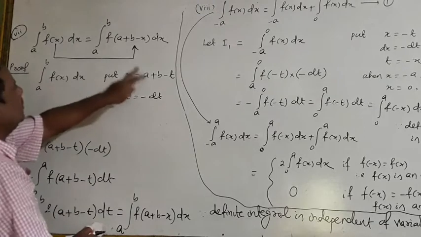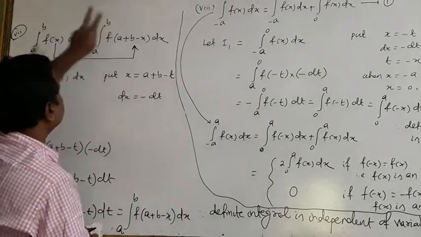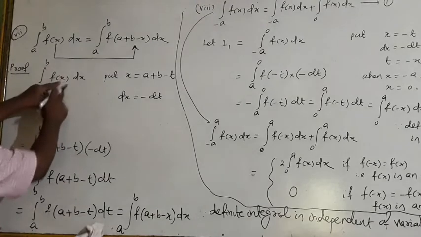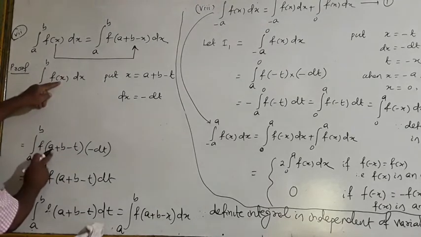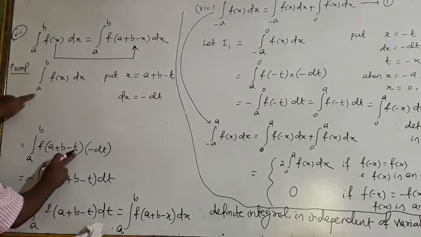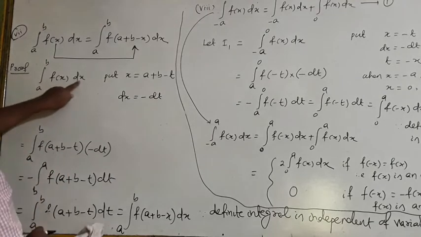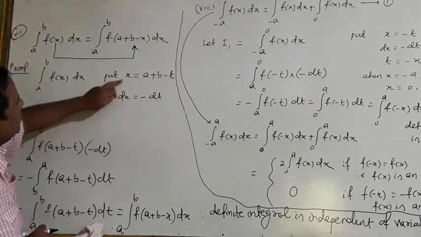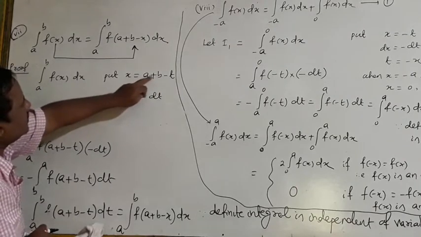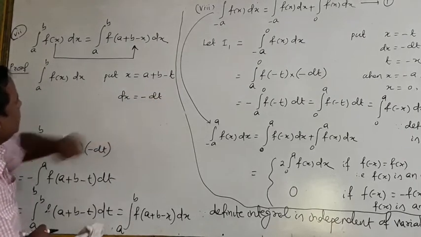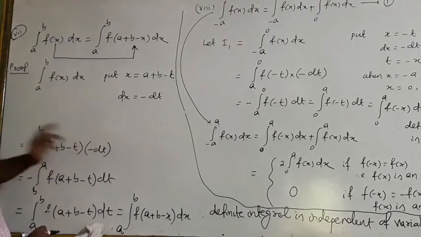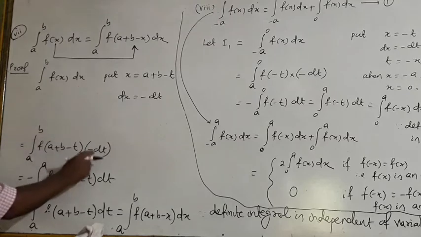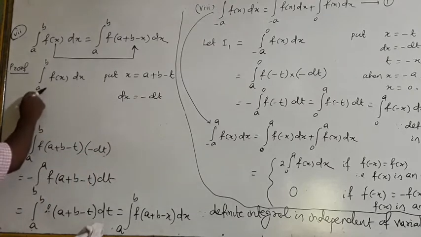Now put x is equal to a plus b minus t. Okay. Now what am I writing? In place of x, I am writing a plus b minus t. Now in place of dx, if x is this, and a, b are constants, then dx is equal to the derivative, this is 0, minus dt. So in place of dx, I am writing minus dt. It is a plus b minus t, it is minus dx. Then it is a to b.